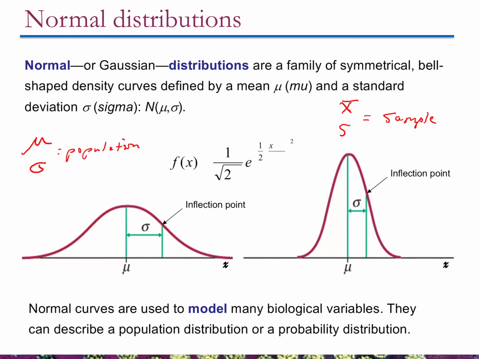We're going to talk in a later chapter more about the distinction between a population and a sample. But suffice it to say, for now, when we talk about means and standard deviations, we're going to assume it's population. So we're talking about the population mean and population standard deviation, mu and sigma.